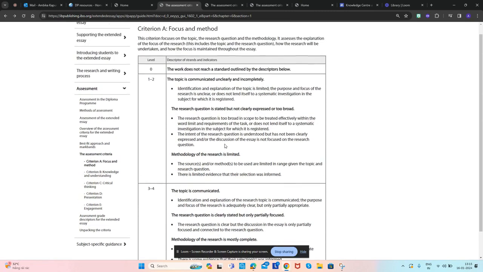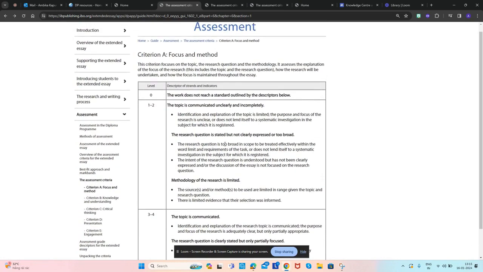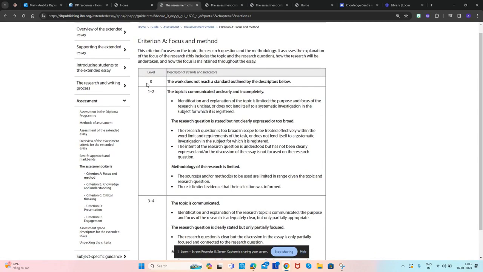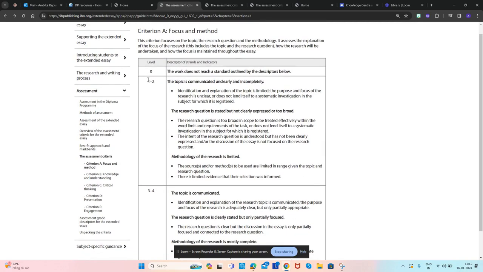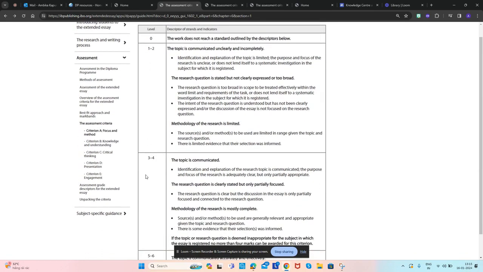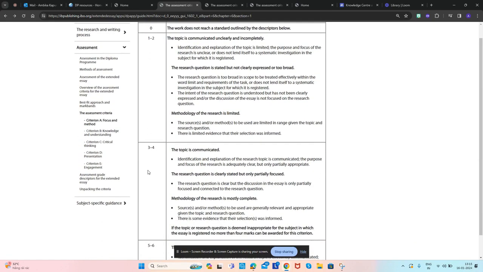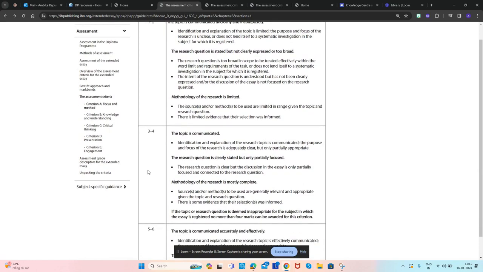Now let's first understand what a mark band is. A mark band is for assessing the student's work, like level 1 to 2 mark band, 3 to 4 mark band, 5 to 6 mark band.